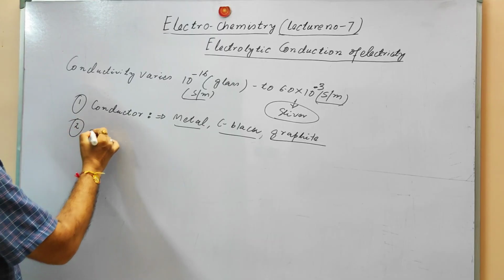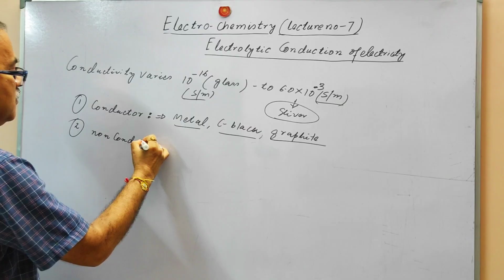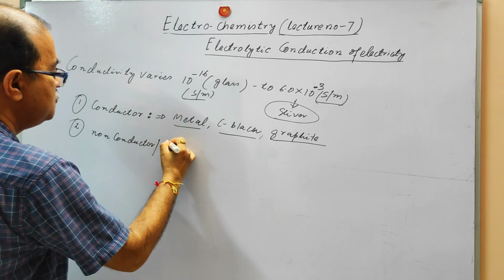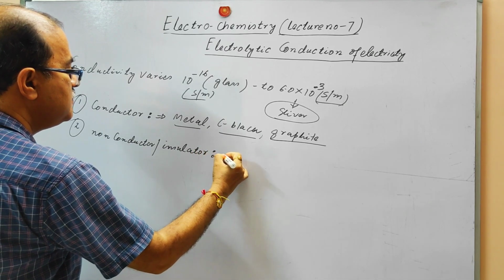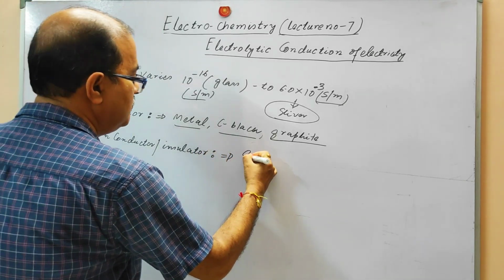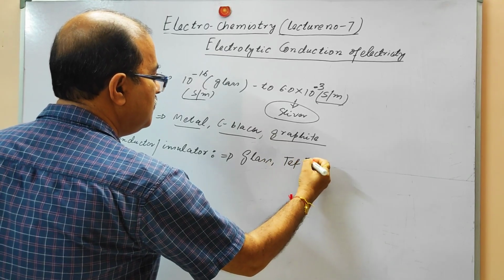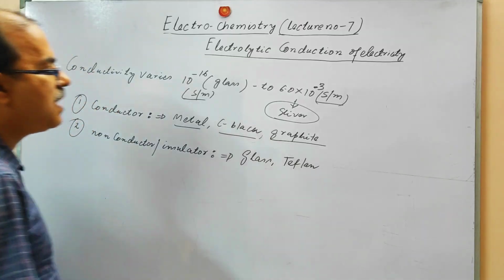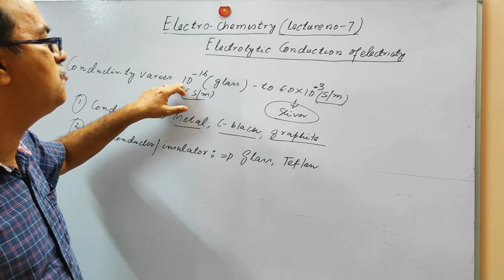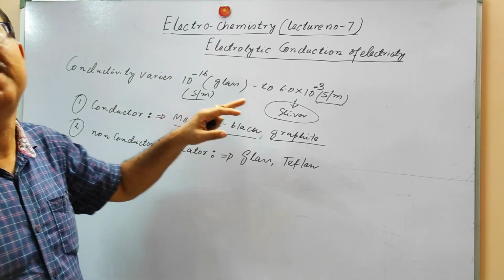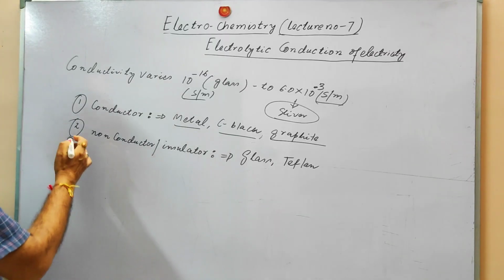Second classification is the non-conductor, or you can say insulator. Insulators are like glass, like Teflon. All are non-conducting because their conductivity is very, very small, around 10 to the power minus 16 Siemens per meter. It's very low conductivity, and that is why they are non-conductors, or insulators.